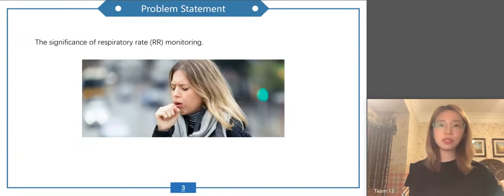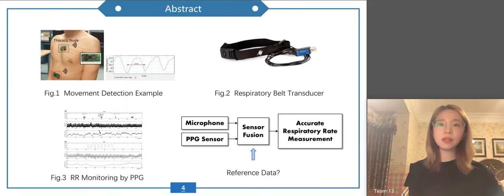Respiratory rate monitoring is a significant indicator of physical condition since it's an important marker of serious illness. Methods like movement detection, respiratory belt transducer, and PPG sensor have been developed to realize RR monitoring, but the accuracy for certain application scenarios needs to be improved. In this project, 2 separate sets of real-time monitoring data can be obtained from the preceding project. We propose to use a combination of microphone and PPG-based sensors to improve measurement accuracy for RR monitoring.